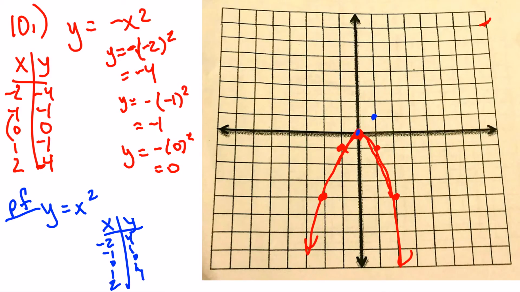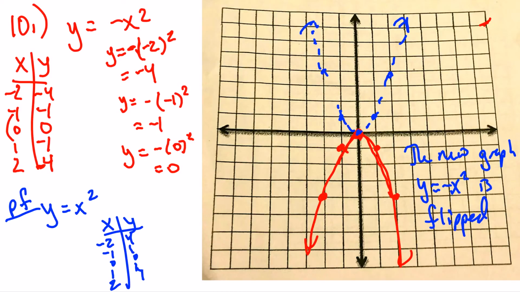So I have 0, 0. I have left 1 up 1, right 2 up 4, left 2 up 4. Remember, it's a dotted line because it's not part of the graph. It's just there to sketch. It's just there to compare. So then I write a sentence. I say, okay, the new graph, y equals negative x squared, is flipped. All right, that's it for 10.